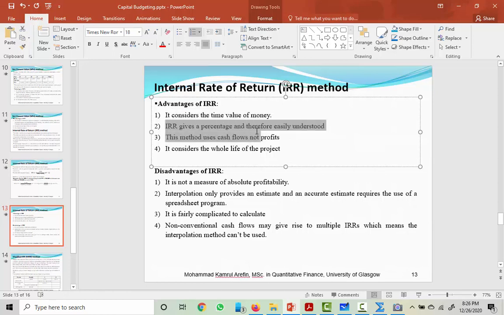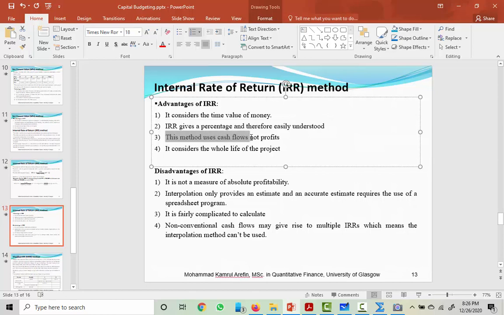IRR gives a percentage and therefore it's easily understood. From IRR we can get an idea of the maximum amount of return that we can possibly get from a project. So IRR gives a percentage return, which means it's very easily understood.